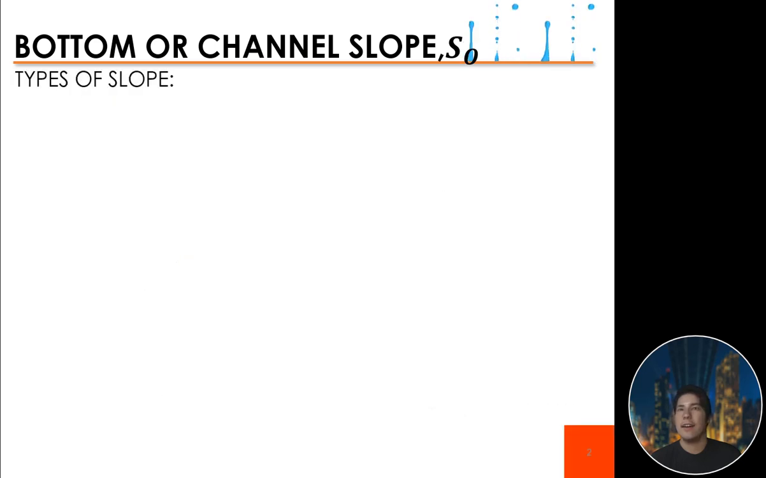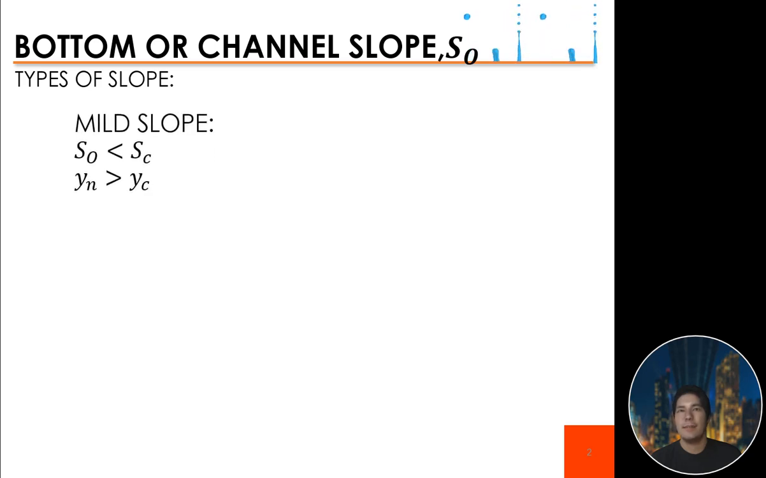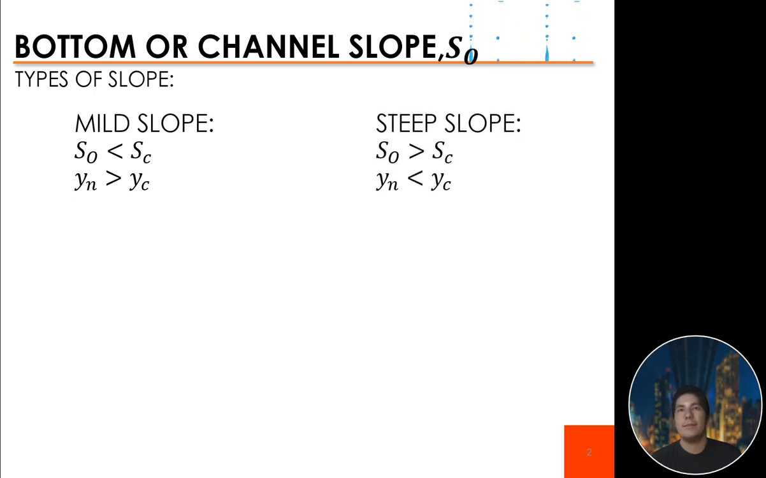We have these different types of slope. We have the mild slope. When our S0 is less than the critical slope, or our YN, the normal depth, is greater than the critical depth, that means mild slope. We also have the steep slope. When our S0 is greater than the critical slope, or our normal depth is less than the critical depth, that means steep slope. So that is supercritical flow.